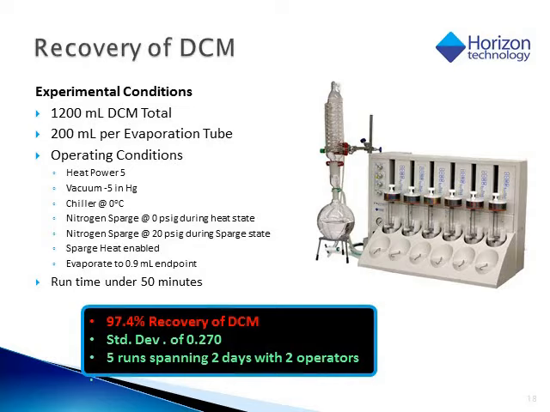In a batch process experiment test of 1,200 milliliters of DCM, which was 200 milliliters per evaporation tube, under the operating conditions shown, the run time was under 50 minutes to get the sample volume down to 0.9 milliliters in each of the evaporation tubes. The recovery was 97.4% of DCM, with a standard deviation of 0.270, which was achieved by running this batch process 5 times, spanning over 2 days with 2 operators.